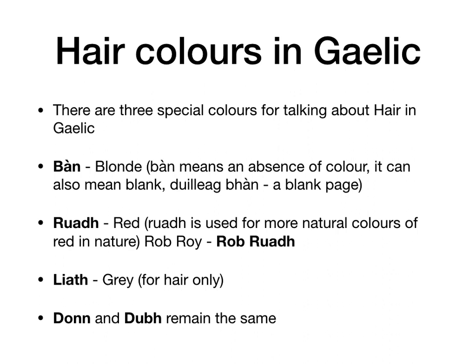Then you have the word ruag, which means red, and it's used for kind of red natural colours in nature. And the famous Highland outlaw Rob Roy really meant Rob Ruag, Red Robert. Then you have lia, which we use for grey, but only when we're talking about hair colours. Lia, okay, and down and do remain the same.